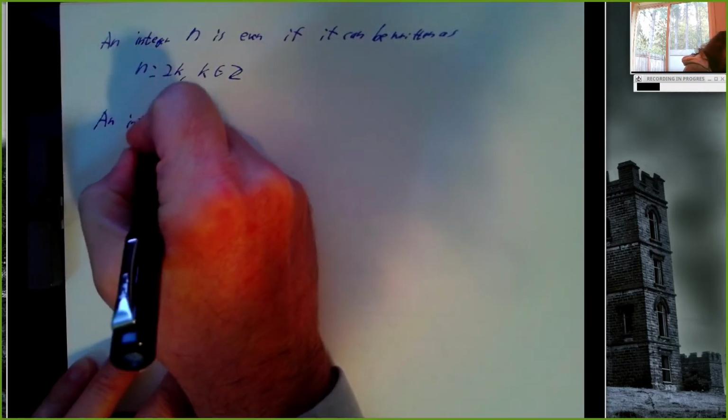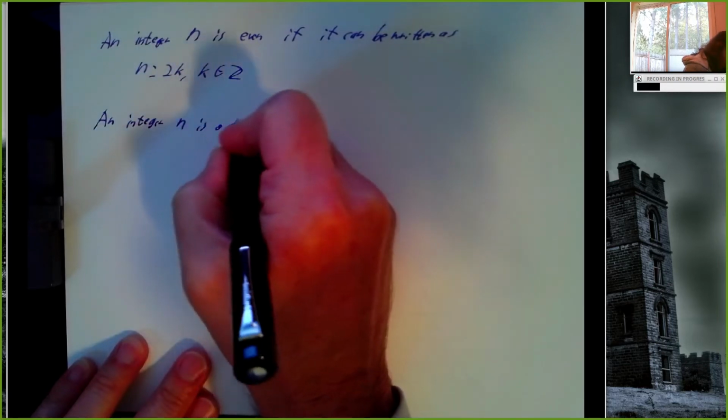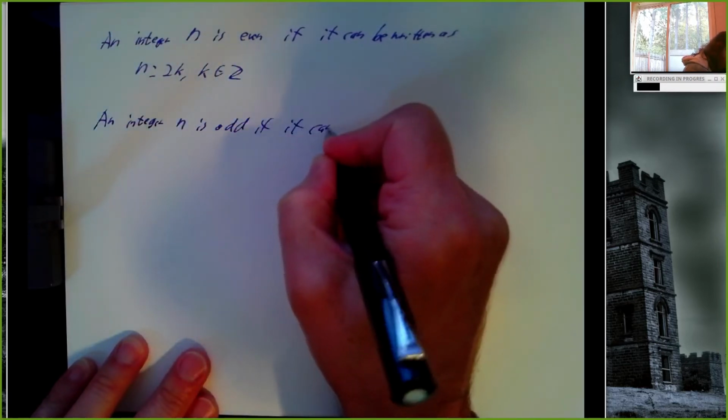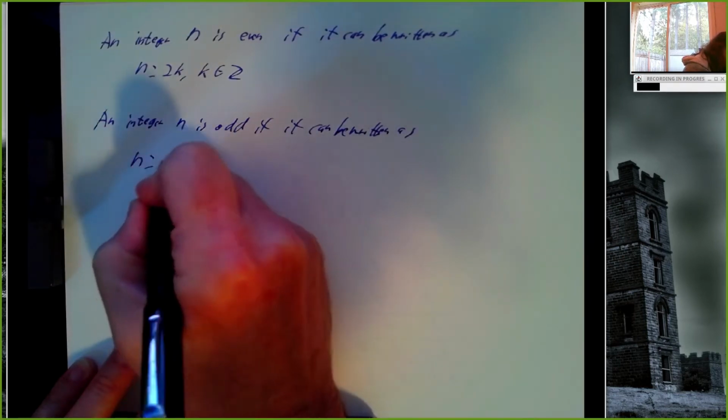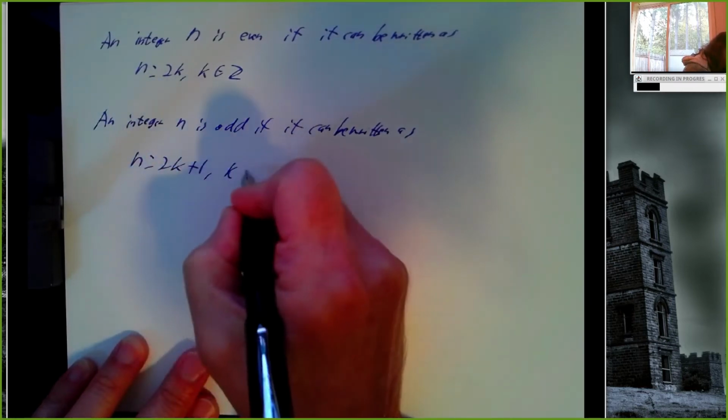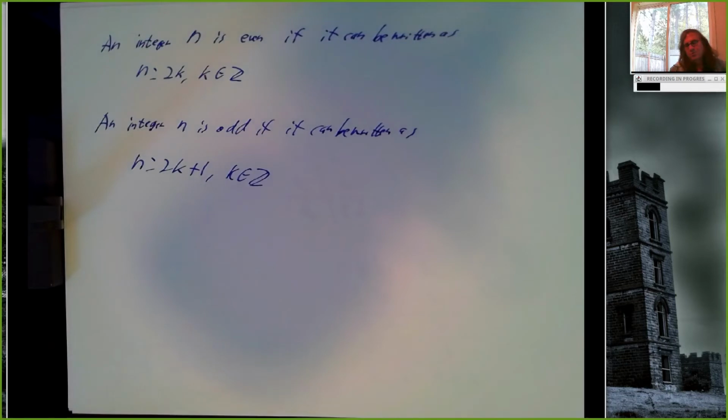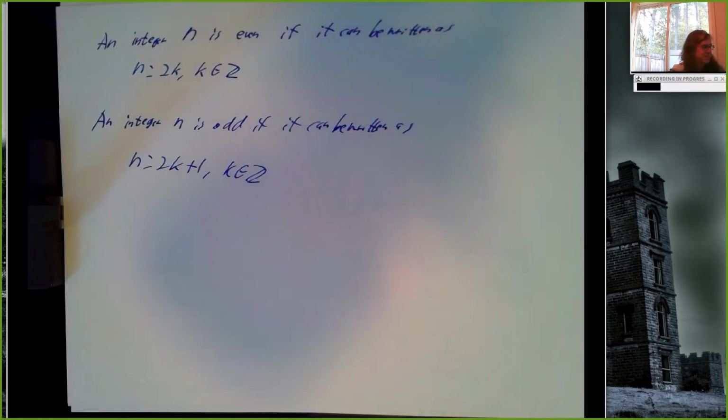And then the other possibility is an integer n is odd if it can be written as n equals 2 times some integer plus 1. So one more than a multiple of 2. And you can probably convince yourself every integer is either even or odd, and it can't be both, it's got to be exactly one. But these are the formal definitions that we'll use when we do proofs about things being even or odd.